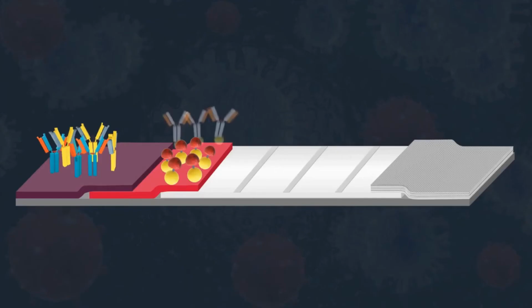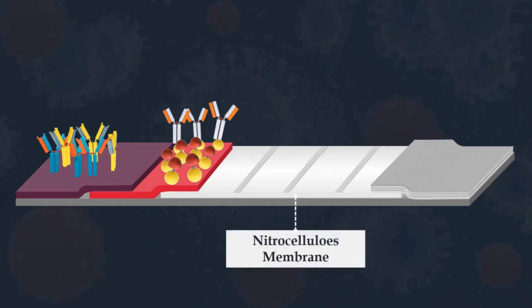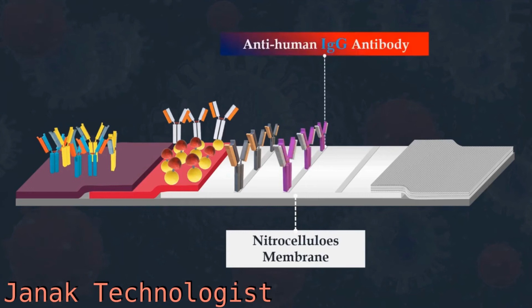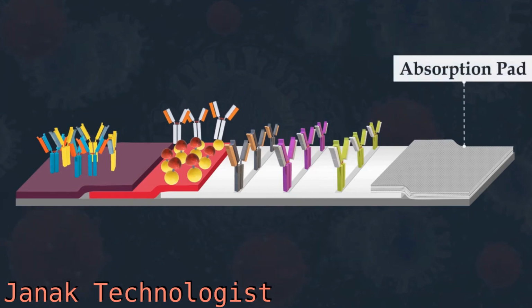In addition, rabbit IgG antibodies labeled with gold nanoparticles exist in the conjugation pad, and they are used for quality control to assess test validity. The test strip also contains a nitrocellulose membrane with three lines. The first line is coated with anti-human IgM antibodies, the second line with anti-human IgG antibodies, and the third line with anti-rabbit IgG antibodies. In addition, an absorption pad is used in the test strip to move the sample across the test.